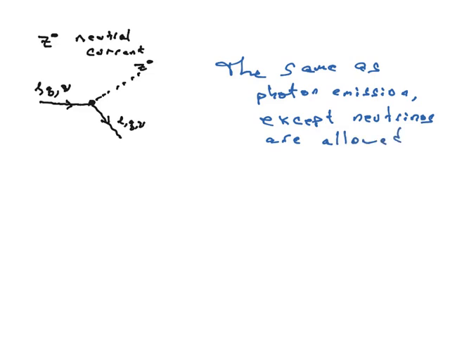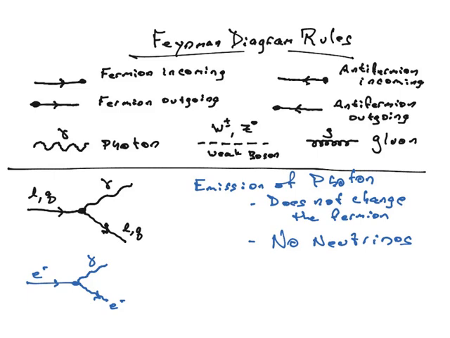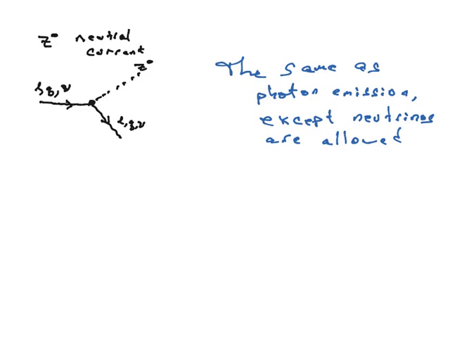Okay, so just like the photon, so just like the first interaction over here, some lepton emits a photon and keeps on going. Here, some fermion emits a Z and keeps on going. But now, neutrinos can partake in this interaction, whereas you never have a neutrino in the other interaction. Okay? So Z naught is just like a photon, but it allows all the particles instead of excluding the neutrino.